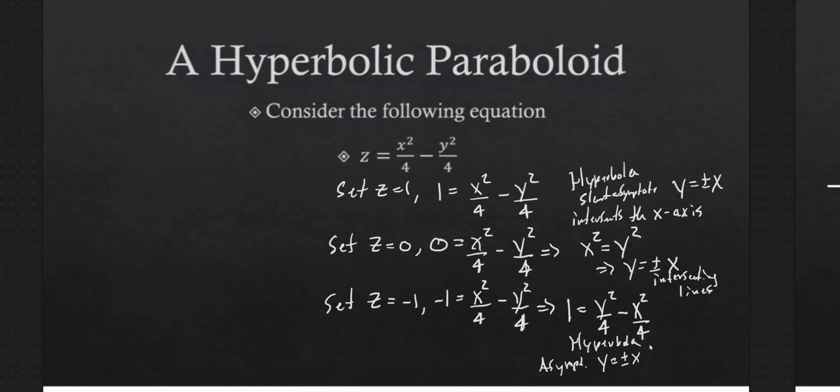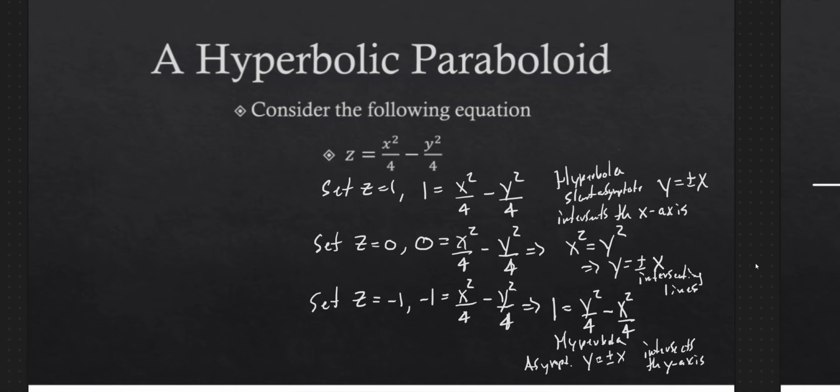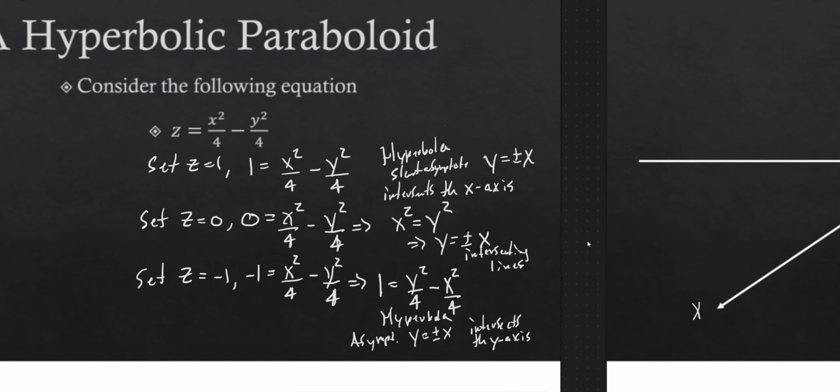Still 2 over 2. But this time, if I set y equal to 0, there's no x's that satisfy that, so it doesn't intersect the x-axis. But if I set x equal to 0, I get plus or minus 2 for y, and so it intersects the y-axis. Okay, so for drawing this one, I'm not going to draw it all in detail. I just want to keep that in mind.